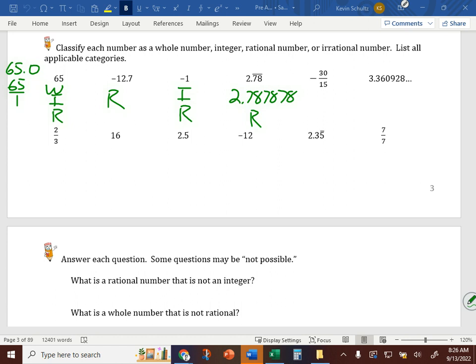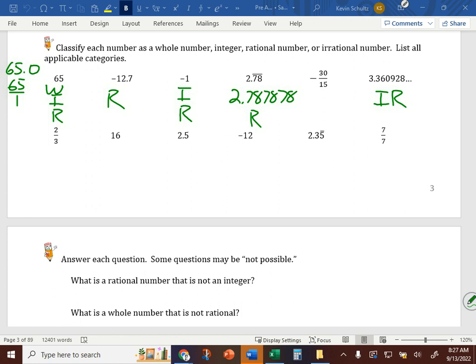Let's skip the next one and go to 3.360928... What does that mean? Scarlett. Irrational. It goes on forever and there is no repetition. The ... means there is no repetition. So it's important to note the difference between a decimal that doesn't end and is rational, it's got the bar over it, and a decimal that doesn't end and is irrational, it's got the ... Okay?